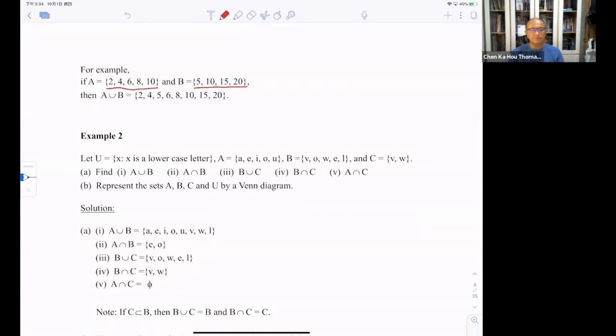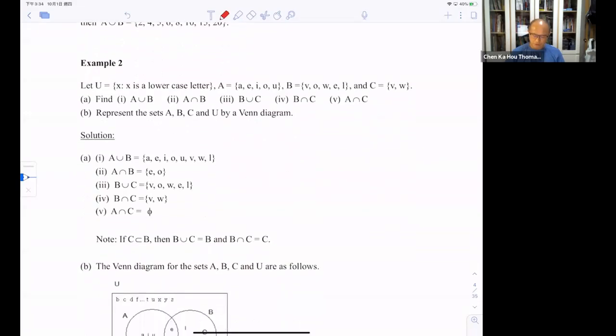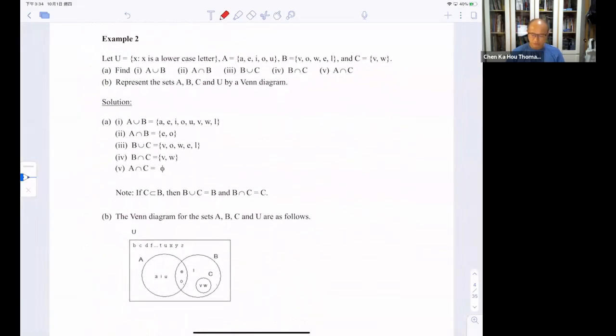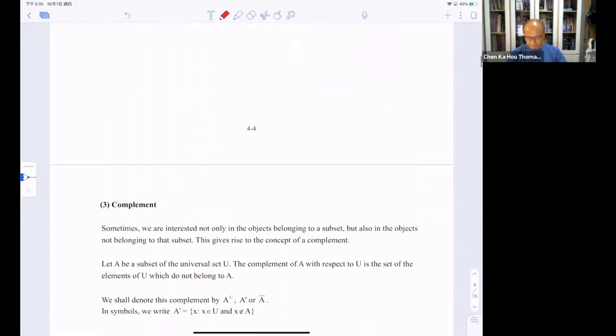Are you clear? Okay. So example 2 is an example to show you, if the universal set is the lowercase letters, and A represents these, and B and C, after you do the operation, what are the elements. Okay, I hope that students spend time reading example 2 in detail, so you understand the operation of union and also the intersect.